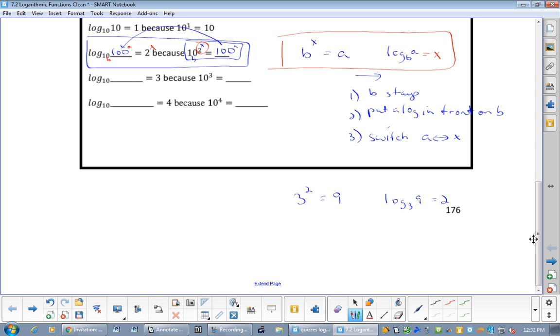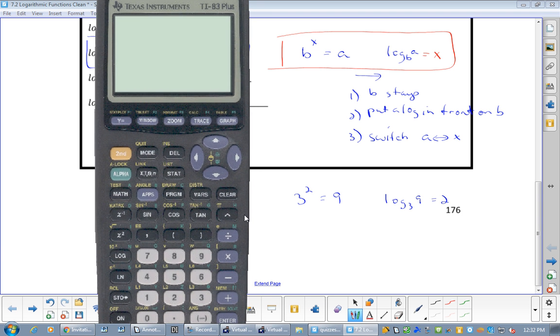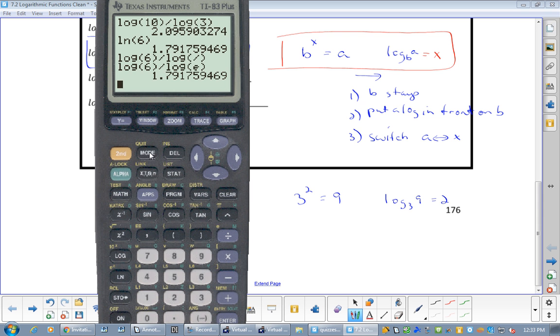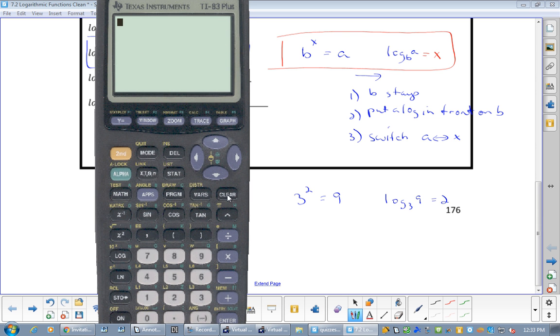So I'm going to use my little thing with keys all over it, and I'm going to check it out. How did I put this in my calculator? Do you remember? Log 9 divided by log 3.